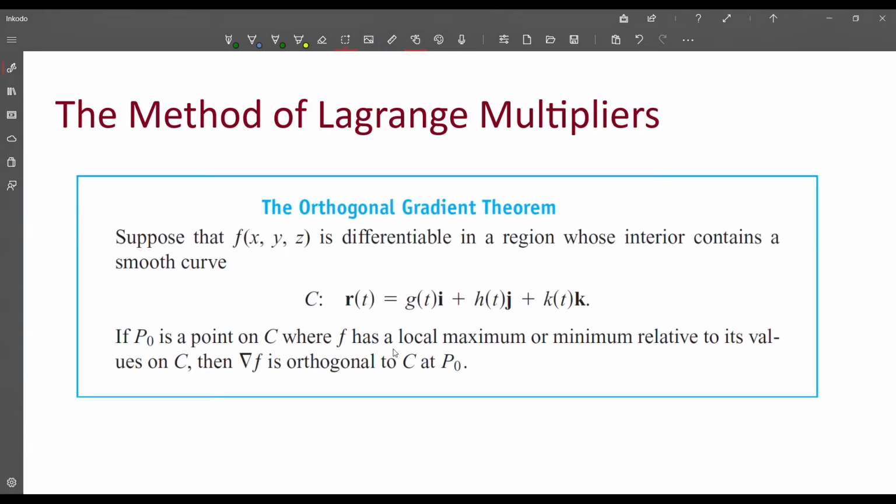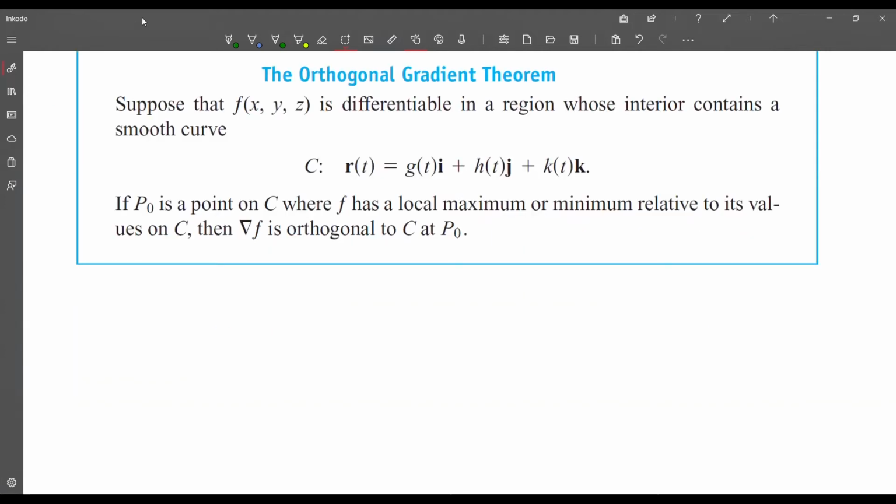The orthogonal gradient theorem says that suppose that f of x, y, z is differentiable in a region whose interior contains a smooth curve C given by r of t equal to g of t i plus h of t j plus k of t k. If p naught is a point on C where f has a local maximum or minimum relative to its values on C, then del f is orthogonal to C at p naught. We prove this theorem. The idea of the proof is that we show that del f is orthogonal to the velocity vector to C at p naught.